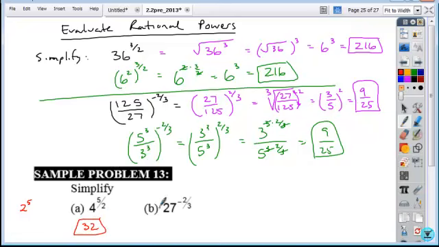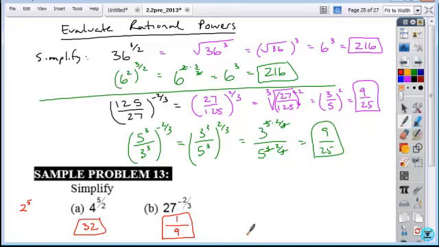And then with b, the negative power is going to move our base into the denominator, so we're looking at a denominator here, but we can take the cube root of 27, which is 3, 3 squared is 9, and so you can get a 1/9 for your answer.